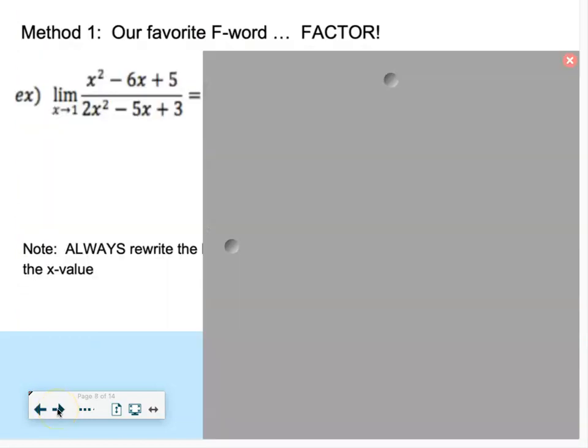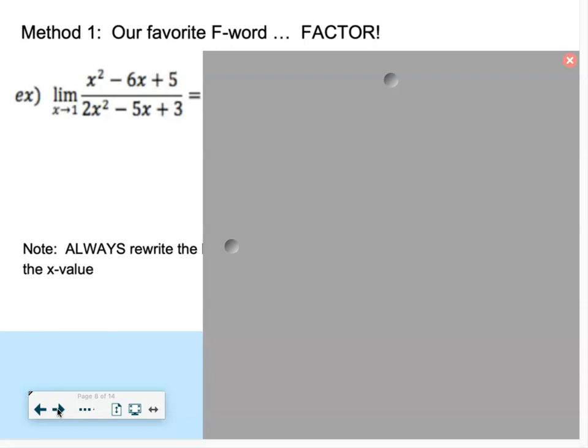All right, what's our favorite F word? Factor. Our favorite F word is factor. So first thing is when you see a polynomial over a polynomial, well, first thing you always do is plug in, right? So if we plug in the 1 on top, what do you think we get?